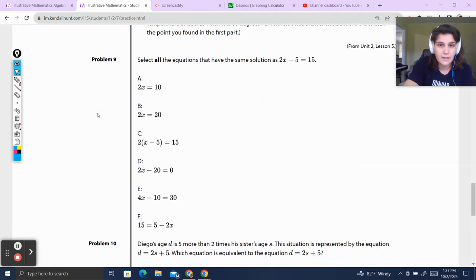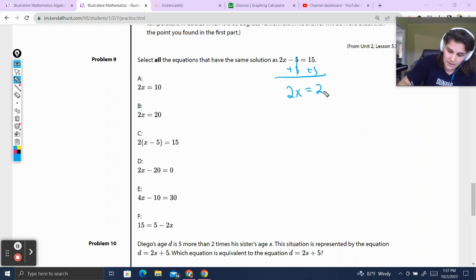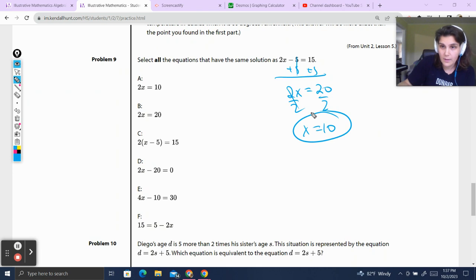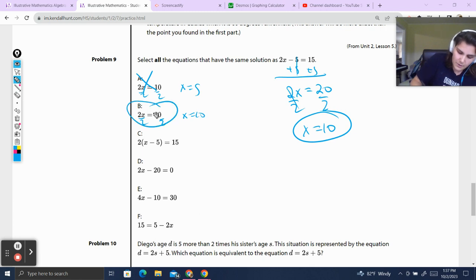Problem number 9. Select all the equations with the same solution as 2x minus 5 is equal to 15. Well, I'm going to find the solution by doing my mathematics. If you have trouble doing the mathematics, you should definitely go back and practice. I divide by 2, I divide by 2, x is equal to 5. Nope. I divide by 2, I divide by 2, x is equal to 10. Yup. I'm going to divide by 2, I'm going to divide by 2. x minus 5 is equal to 7.5.